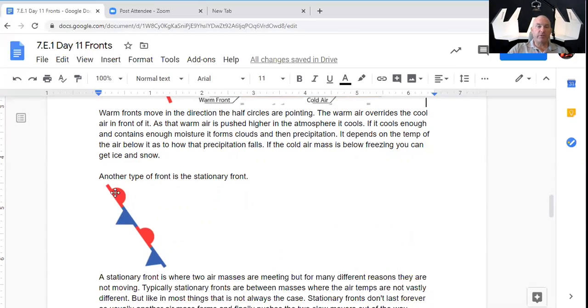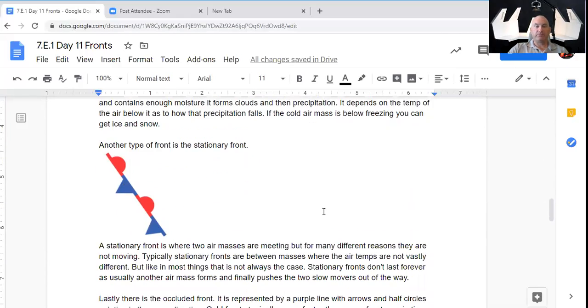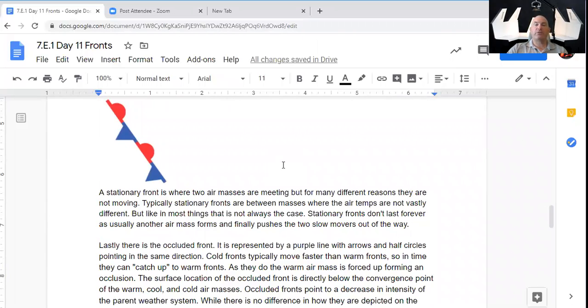The stationary front is depicted on a weather map as the warm front symbols interspersed with the cold front symbols, but they're pointing in different directions. The bubble is pointed this way, the arrow is pointed that way, and it alternates. Stationary fronts are where two air masses are meeting, but for many different reasons, they're not moving. Typically, stationary fronts are between air masses where the air temps are not vastly different. But like most things, that is not always the case.